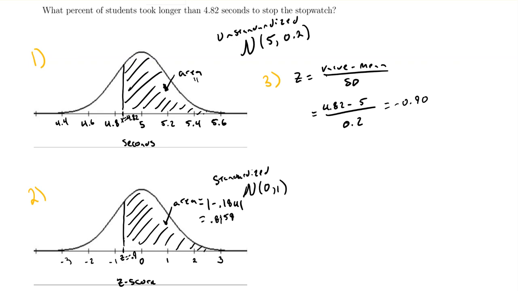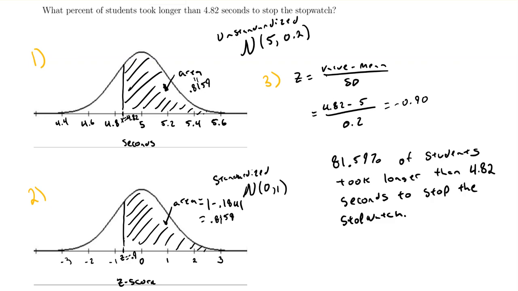So since that's the area to the right of a z-score of negative 0.9 in my standardized picture, that means the area to the right of my value at 4.82 seconds in my unstandardized picture is also 0.8159. And what that means in context of our problem is that 81.59% of students took longer than our 4.82 seconds to stop the stopwatch.